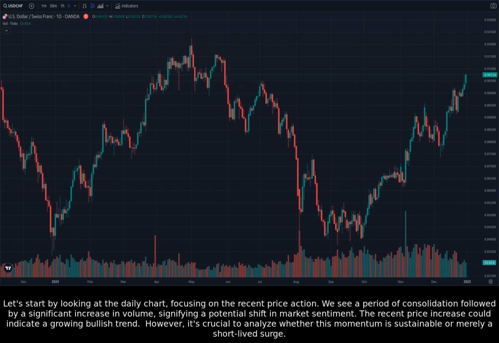levels. Let's start by looking at the daily chart, focusing on the recent price action. We see a period of consolidation followed by a significant increase in volume, signifying a potential shift in market sentiment. The recent price increase could indicate a growing bullish trend. However, it's crucial to analyze whether this momentum is sustainable or merely a short-lived surge.